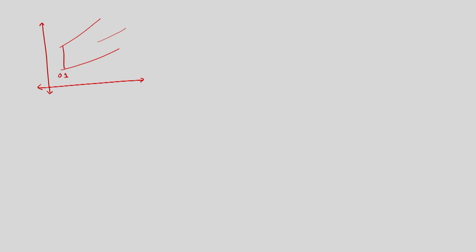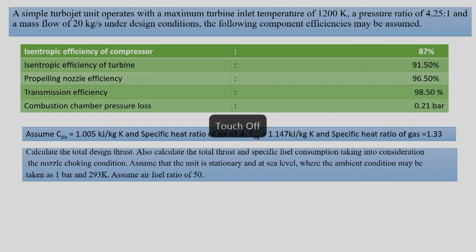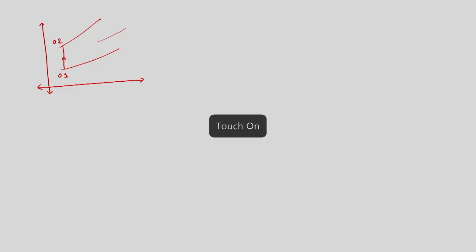Here we are at the entry to the compressor, we are at the exit to the compressor, we are here at the point 03 in the combustion chamber outlet, but we are told that there is combustion chamber pressure loss. So, we have to cater that, and then we will be here for P03. So, we are here for 03 and the process is like this.